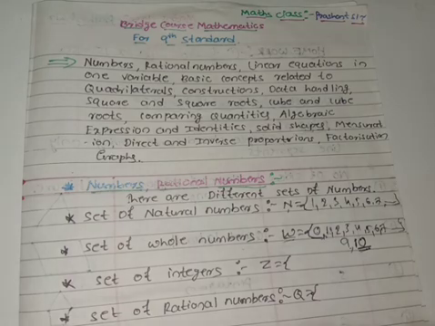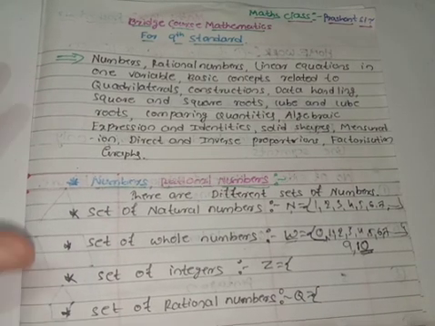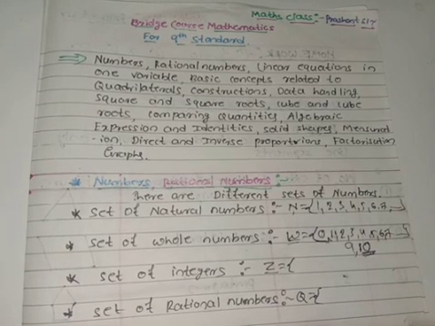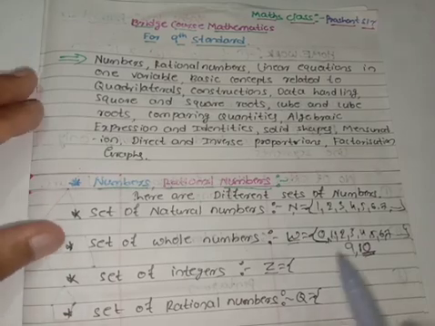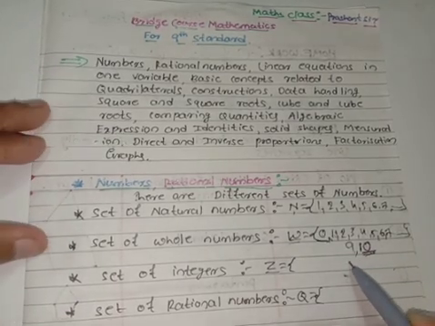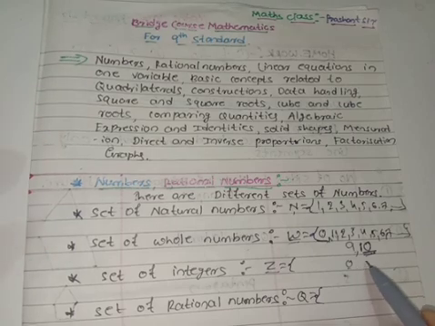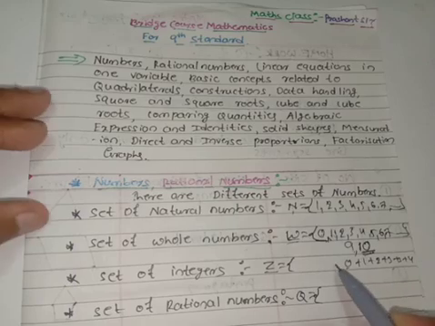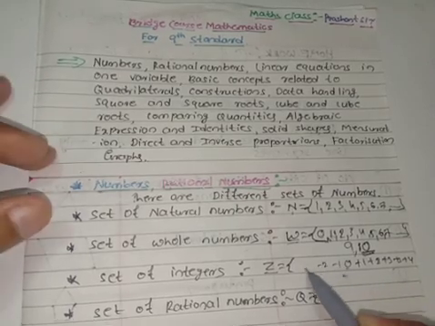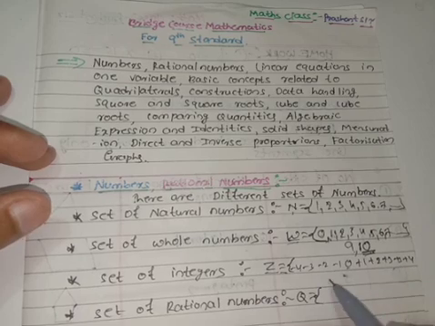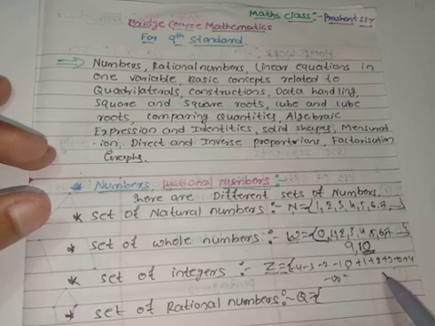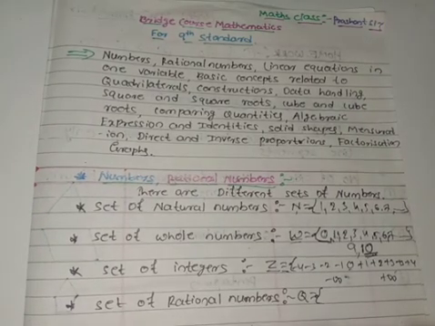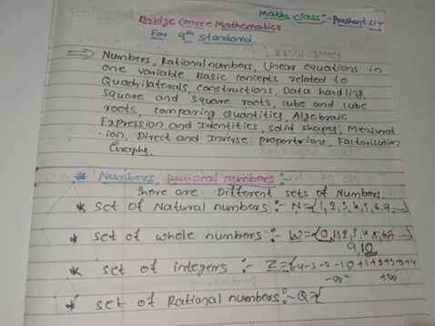And another one: the set of integers. It is denoted by Z. And what are the integers? Yes, I can write here the integer numbers. 0 is in the middle, the right side are +2, +3, +4 numbers, and the left side are -2, -3, -4 numbers, from minus infinity to plus infinity.